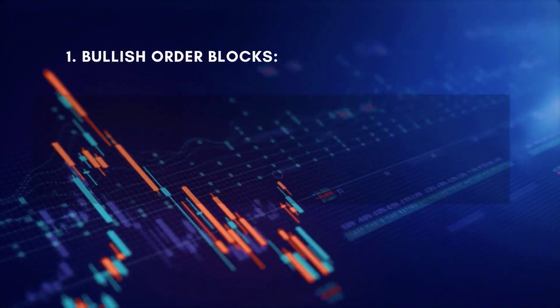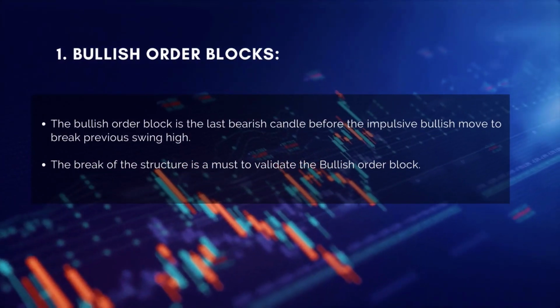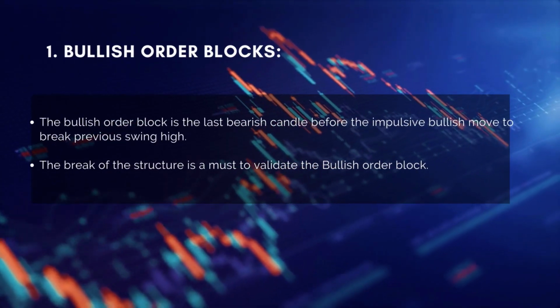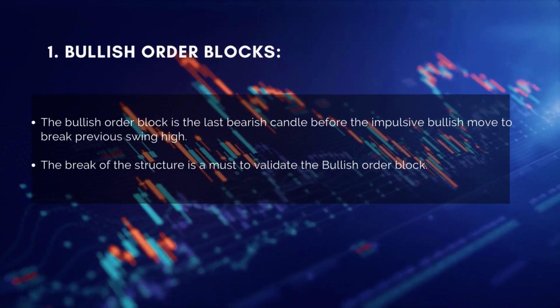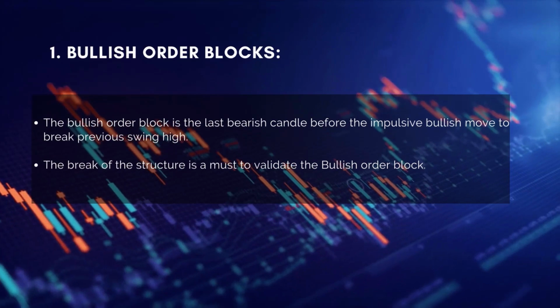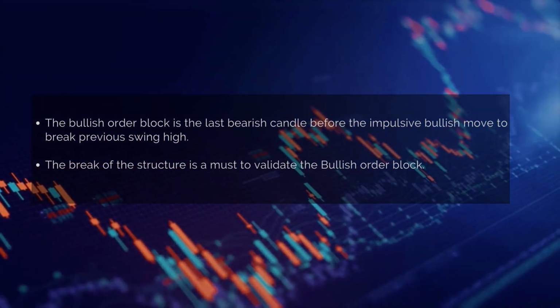There are two types of order blocks, the bullish order block and the bearish one. Let's start with the bullish order block. To put it in a simple way, the bullish order block is the last bearish candle before the impulsive bullish move to break previous swing high. Note that we must insist on the break of structure to validate the bullish order block.